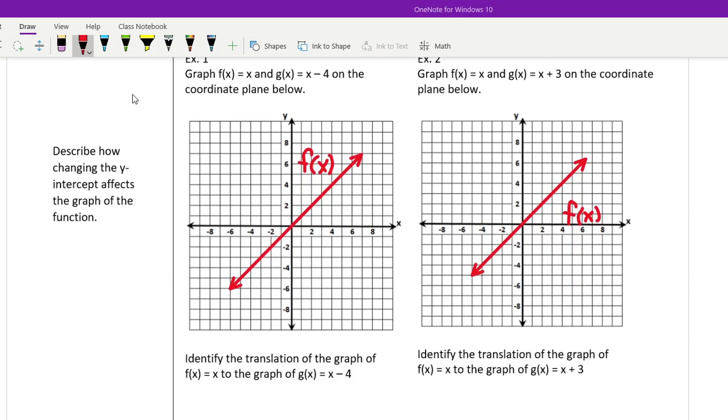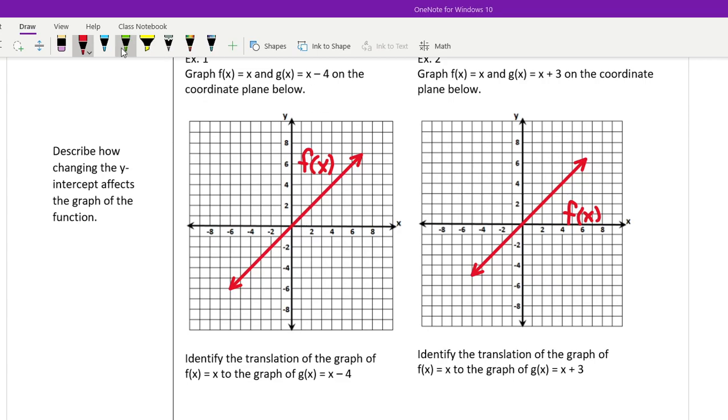In example number 1, we've already graphed f of x equals x. It goes through the origin because we are not adding anything, so the y-intercept is 0, 0. And our slope is 1. The number in front of x, since we don't see it, is understood as 1. So we can go up 1 and over 1 to our next location.